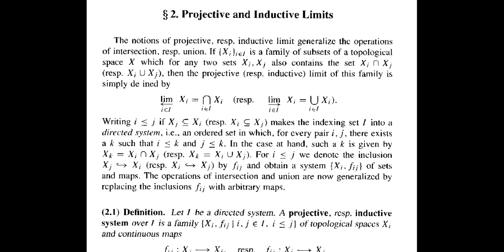If there is a given family of subsets of a topological space X, which for any two sets has their intersection still in this family, then the projective limit of this family is simply defined by the intersection. This is in the category of topological spaces, and we have to take the transition morphism to be the inclusion.